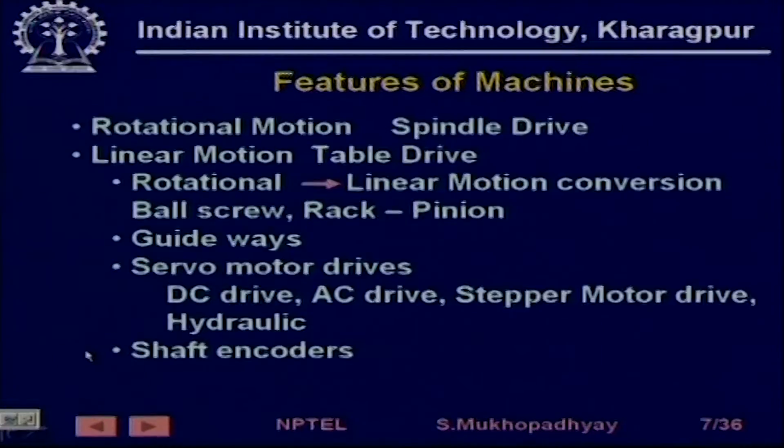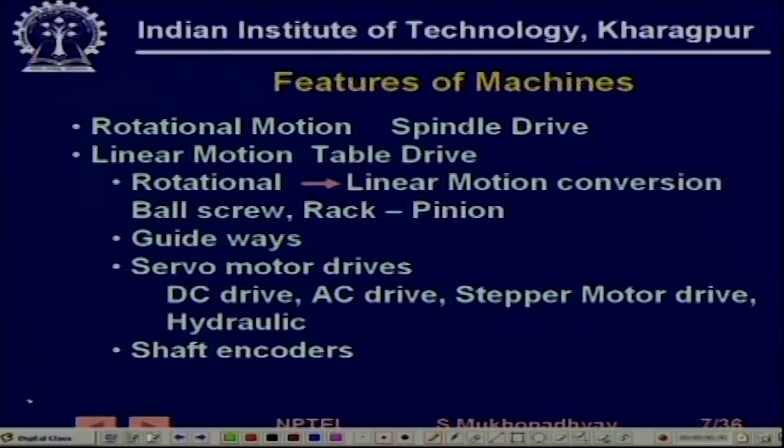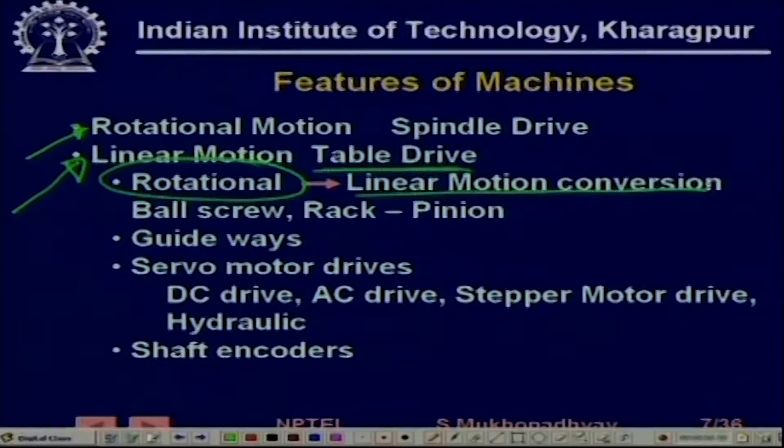So, to summarize, if you look at the features of the machine, we have to create rotational motion which is created by the spindle drive, and linear motion which is created by the table drive. In the table drive basically the drive is rotational, and there is a linear motion conversion using ball screw or rack and pinion. Generally ball screw gives better accuracy. And guideways, so that there is no transverse motion, motions are strictly in the direction in which the drive is provided.